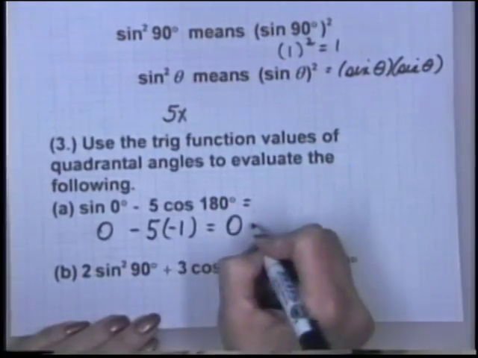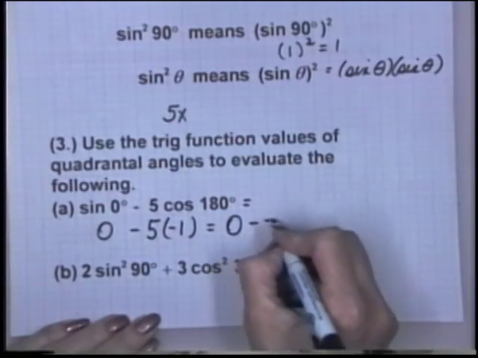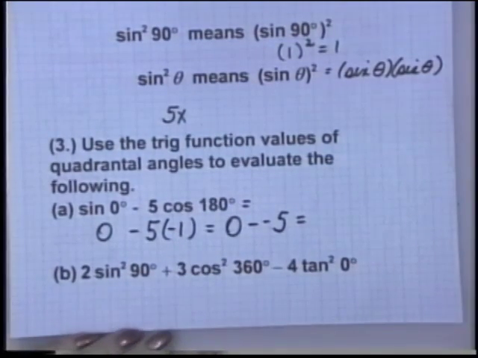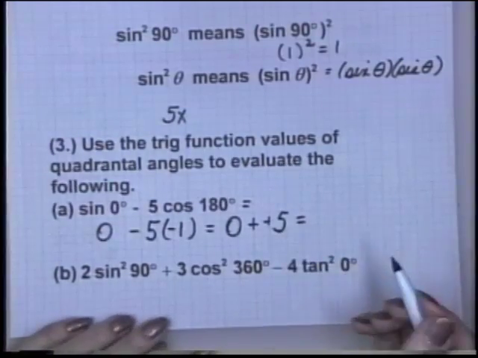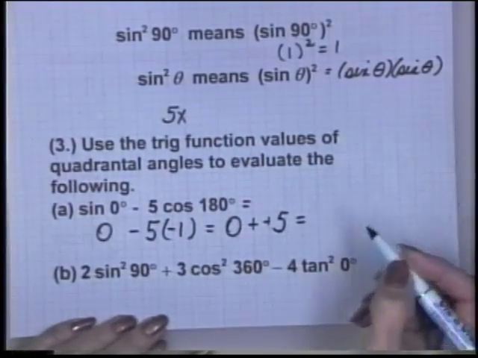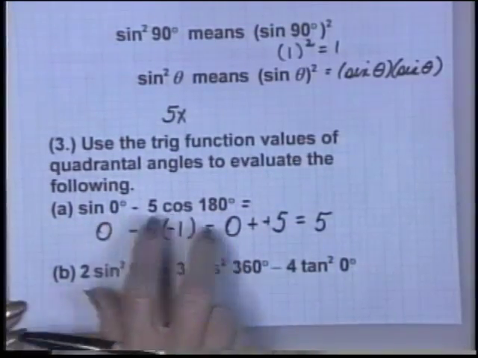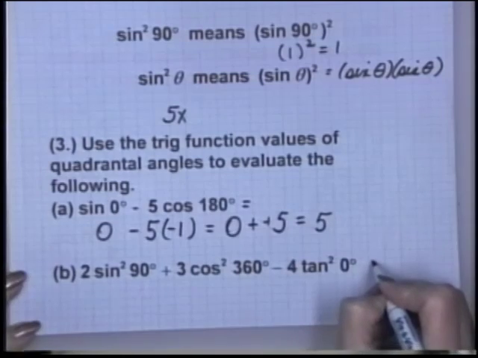So we'll have 0 minus 5 times negative 1 is negative 5. Order of operation tells us we want to do that multiplication first. And then, of course, subtract a negative is adding a positive. 0 plus 5 is 5. So when we evaluate this expression, we get the number 5. Let's look at the second one.